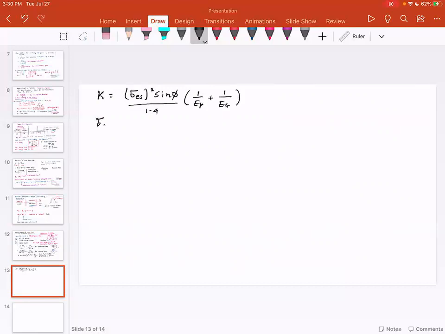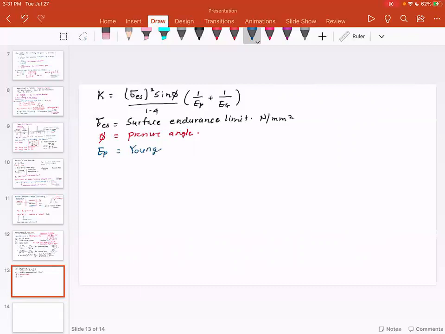where sigma ES is the surface endurance limit in Newton per millimeter square, phi is the pressure angle, EP is the Young's modulus for the pinion, and EG is the Young's modulus for the gear.